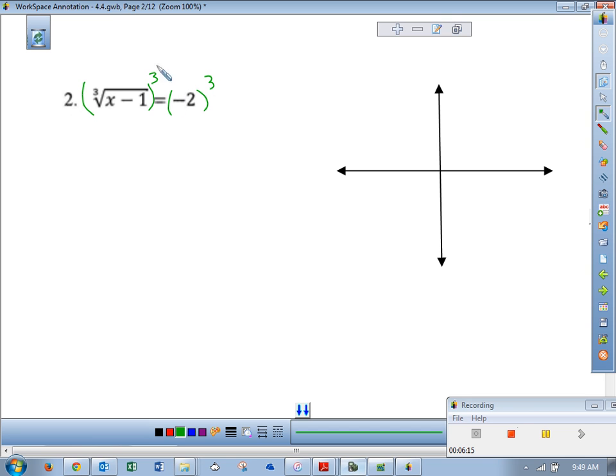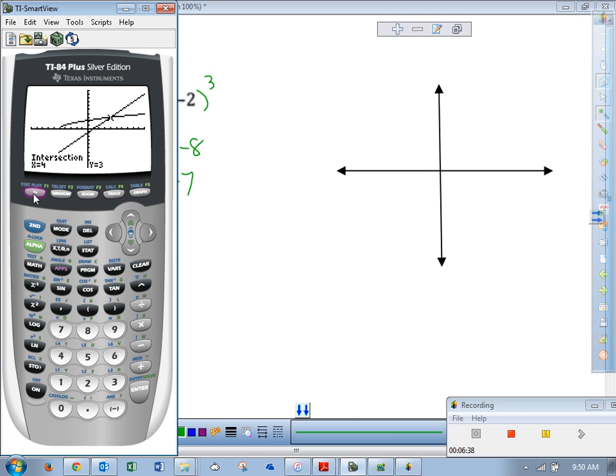Then this becomes x minus -2 cubed. What is -2 cubed? -8. Awesome. X equals -7. That one was nice. Now let's make a graph of that situation. Y equals, clear that out. How do you type the cube root in is the big deal.